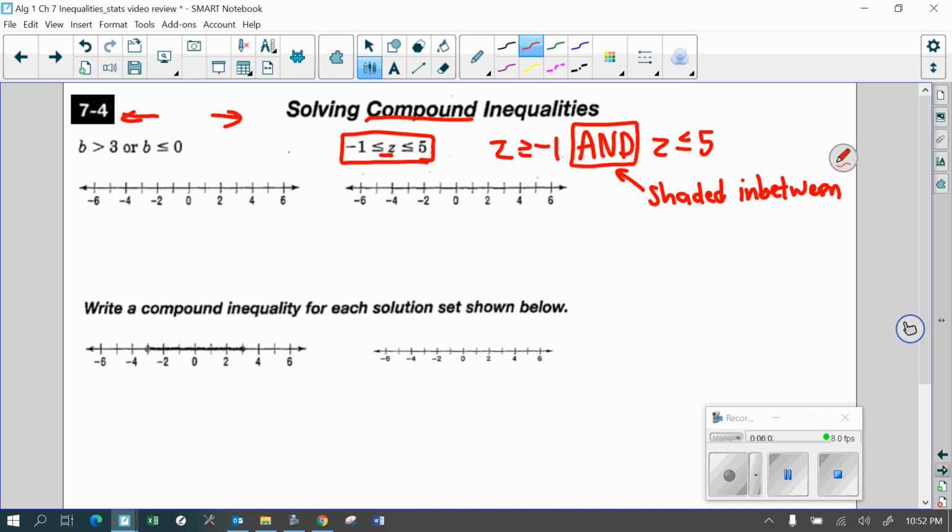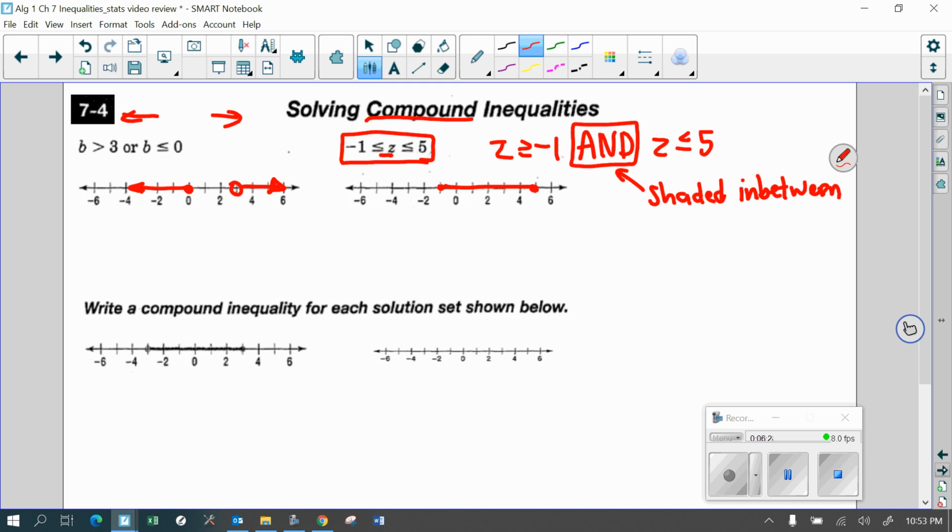So here it says b is greater than 3. Remember, if it's greater than, it's not equal to, it's an open circle. Greater than is to the right. I put an arrow. Or b is less than or equal to 0. Less than or equal to means it's a solid circle because it equals 0. The open circle means it doesn't equal that number, so it doesn't equal 3. And there's that one. Here, I have closed circles on both at -1 and +5, and it's shaded in between them.